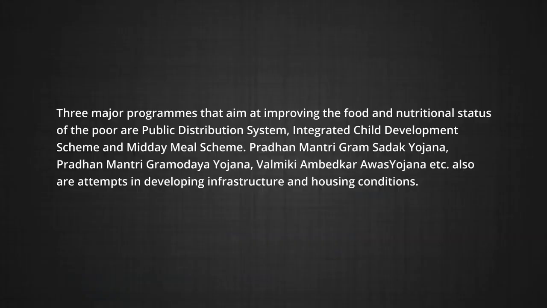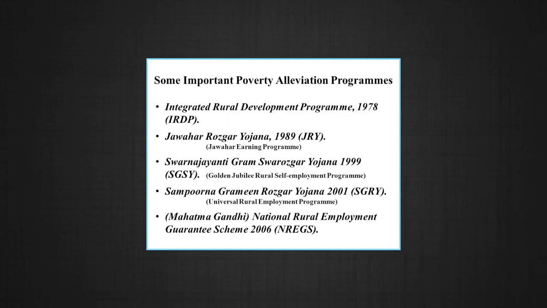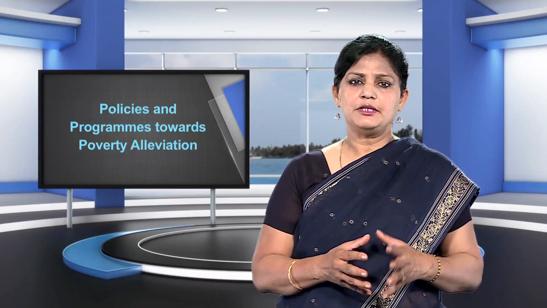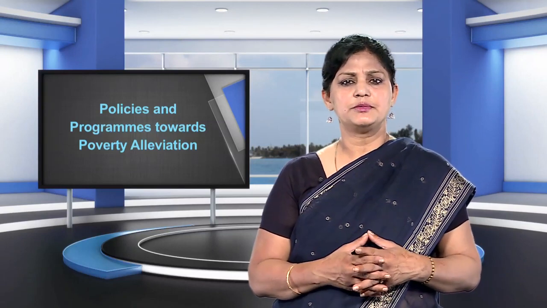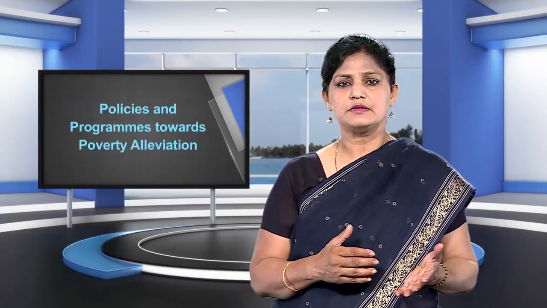Three major programs that aim at improving the food and nutritional status of the poor are the public distribution system, the integrated child development scheme and the midday meal scheme. Pradhan Mantri Gram Sadak Yojana, Pradhan Mantri Gramodaya Yojana, Valmiki Ambedkar Awas Yojana, etc. are also attempts at developing infrastructure and housing conditions for the poor. The government also has a variety of other social security programs to help a few specific groups.